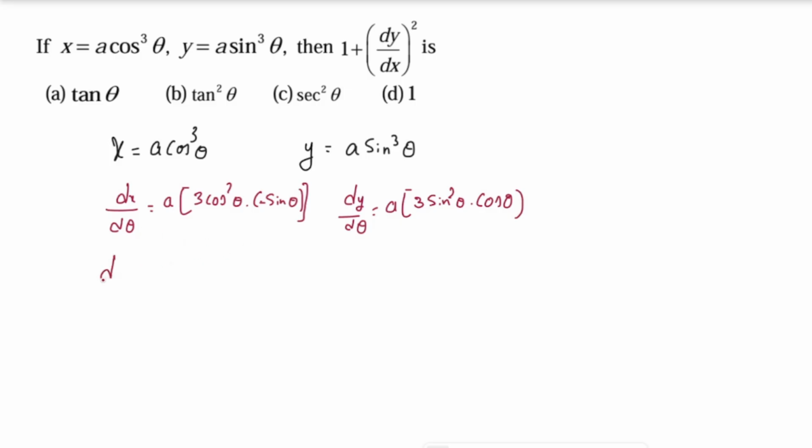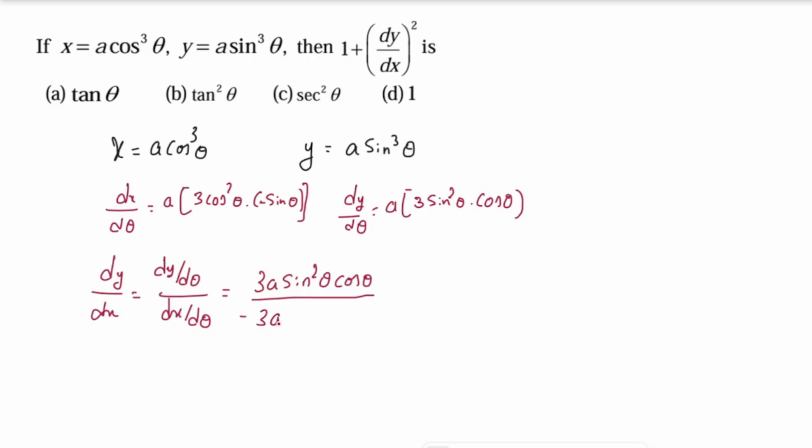So let us find out dy by dx now. dy by dx is equal to dy by d theta, whole divided by dx by d theta. So dy by d theta is 3a sin square theta into cos theta, whole divided by dx by d theta, which is minus 3a cos square theta into sin theta.